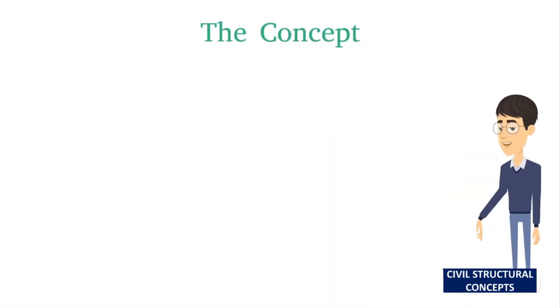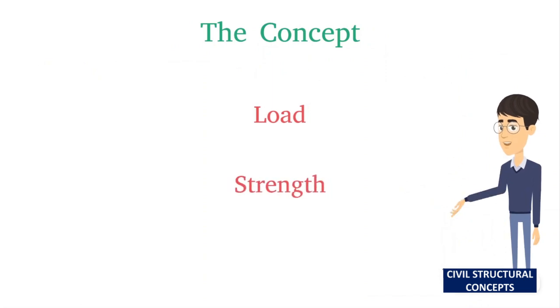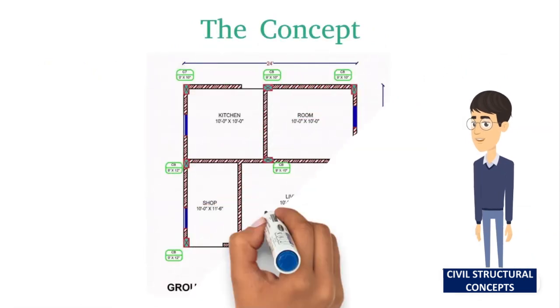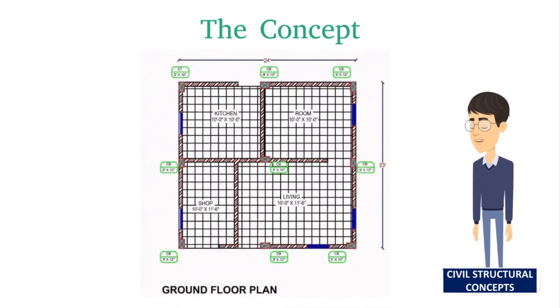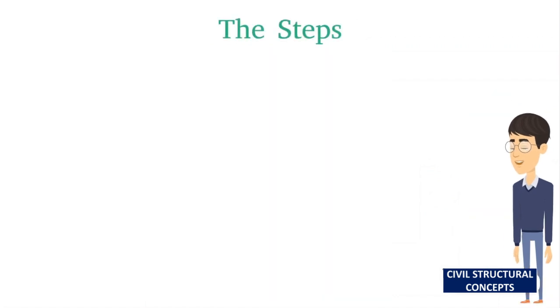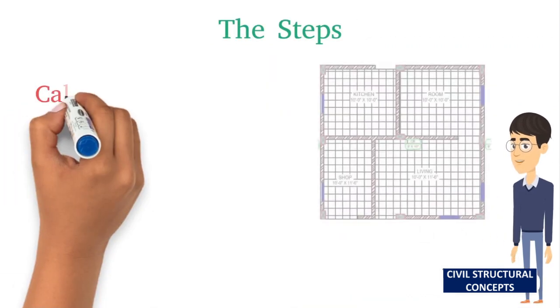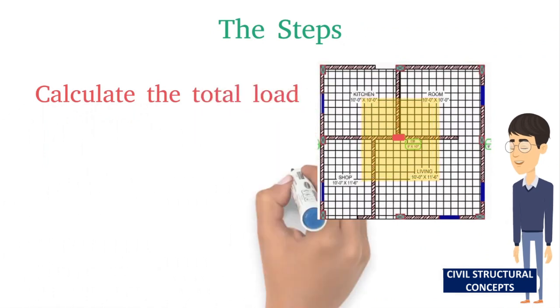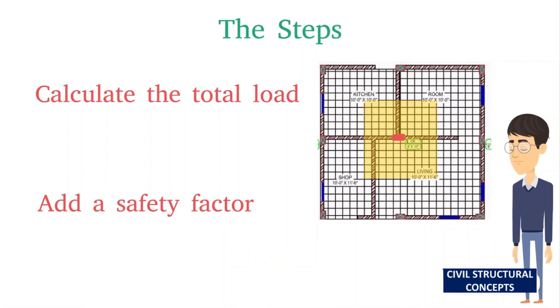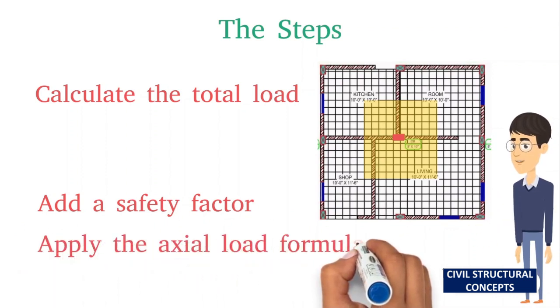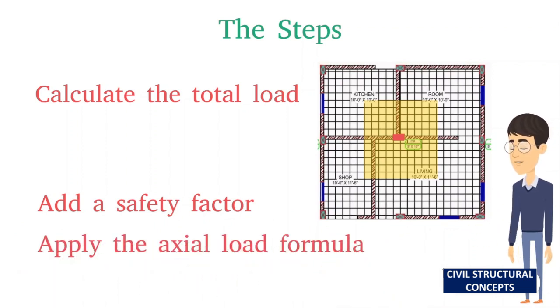To find the size, we need two things: the load coming on the column and the strength of the materials. We will use a standard method where we assume the load per square meter of the floor and use a simplified formula from the concrete design codes. Here is the process. Step 1. Calculate the total load on the column based on the tributary area. Step 2. Add a safety factor. Step 3. Apply the axial load formula to find the required area of concrete.